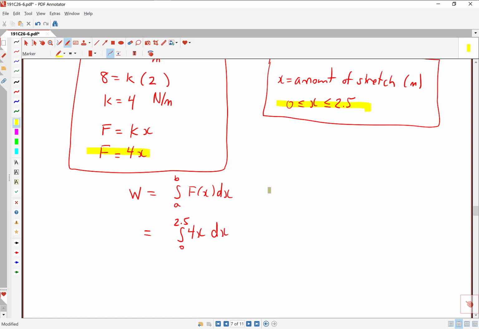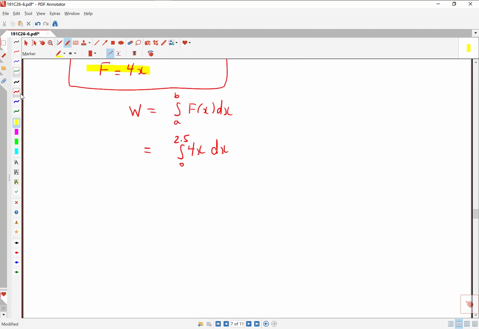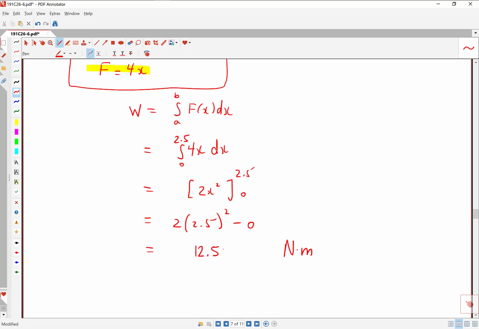So let's go ahead and complete our integration then. Integrating 4x is going to give us 2x squared, and we're going to evaluate at 2.5 and then at 0. So we're just going 2 times 2.5 squared minus 0, and that's going to give us an amount of work in newton meters. So that comes out to 12.5 newton meters for the amount of work done over the course of the problem. So we've now done 3 examples of using integrals to calculate work.